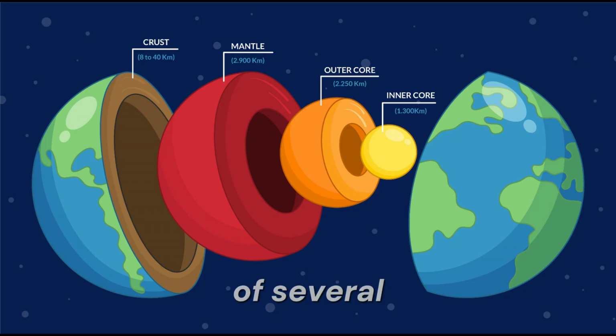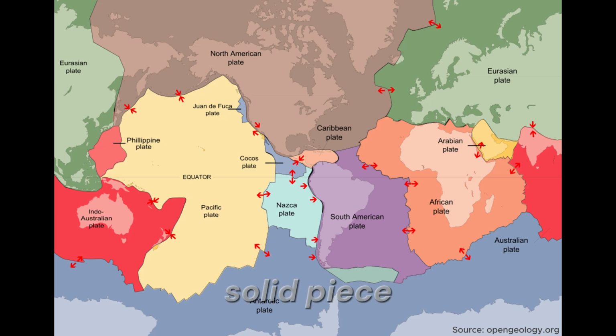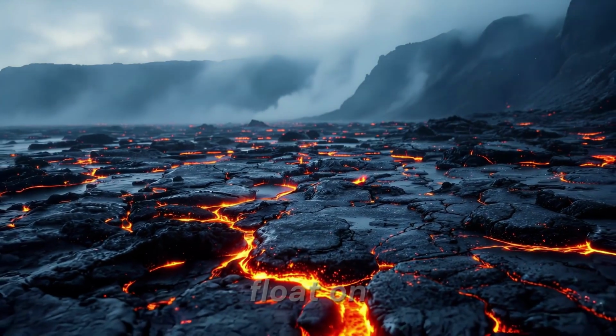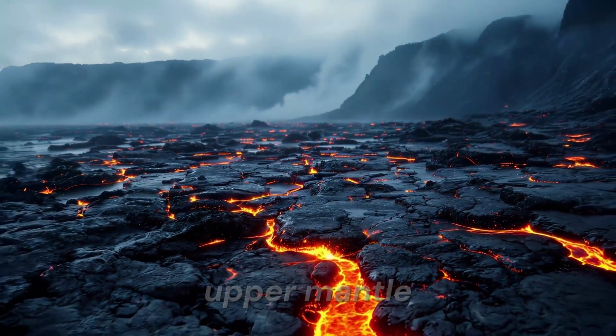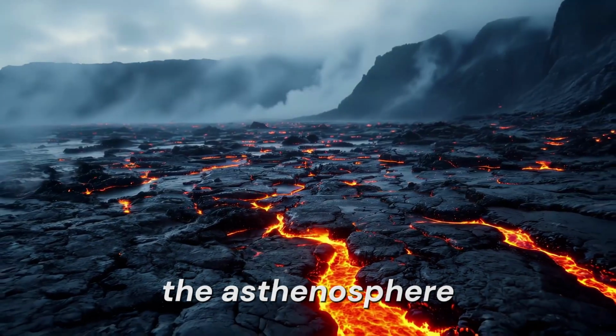Earth is made up of several layers: a solid inner core, a molten outer core, a viscous mantle, and a brittle outer shell known as the lithosphere. The lithosphere isn't one solid piece. It's broken into huge, puzzle-like segments called tectonic plates. These plates float on the semi-fluid layer of the upper mantle, known as the asthenosphere.